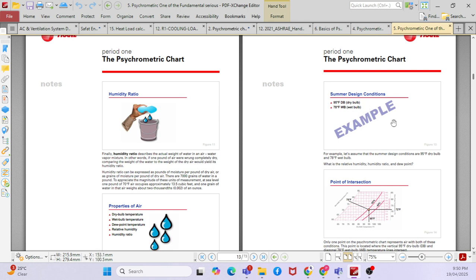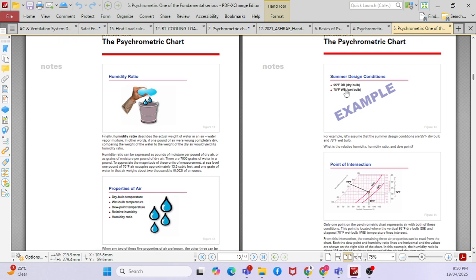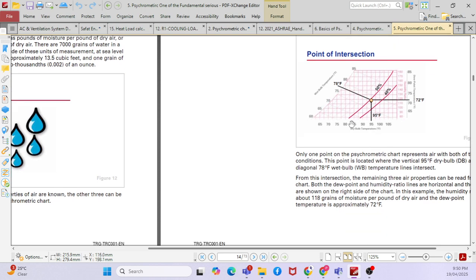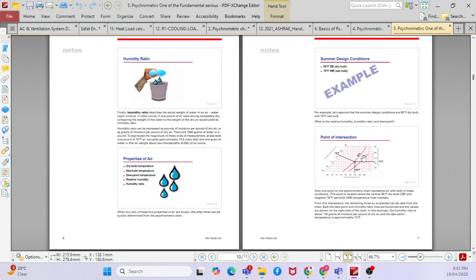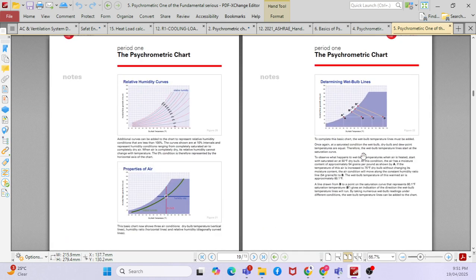As an example, there is an example calculation given here. Dry bulb temperature 75 and 78 degree Fahrenheit wet bulb temperature. So when you plot, you can calculate other parameters, right? What is the relative humidity? What is the dew point temperature? What is the specific humidity? You can get that by using the dry bulb temperature, right?